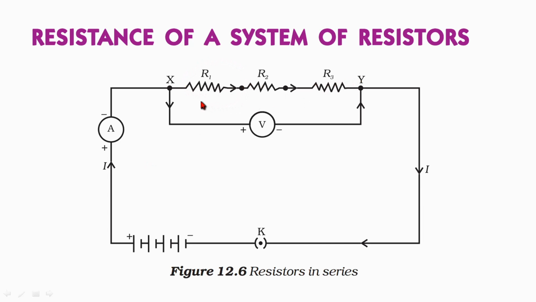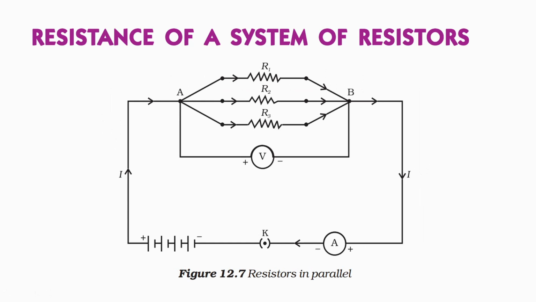Here we see first there is R1 resistor, then at the end of it R2 is joined, and at the end of it R3 is joined. So this combination of resistance is called resistors in series. The other combination could be resistors in parallel. Here we see that the potential difference across the battery is equivalent to the potential difference across each wire, or the resistors are side by side. So this combination of resistors is called parallel combination of resistors.